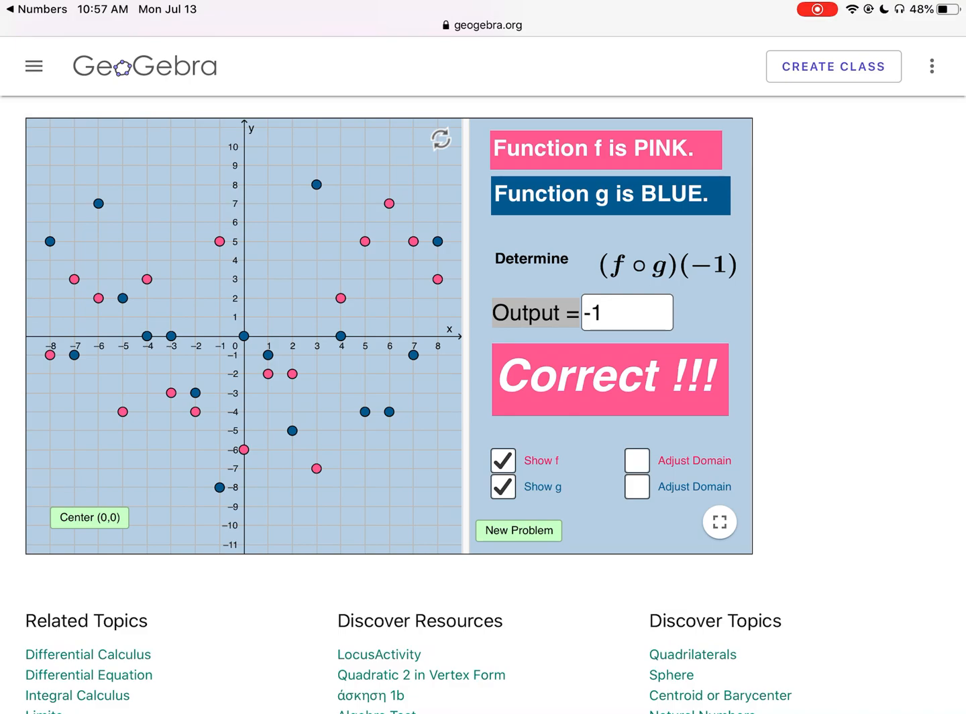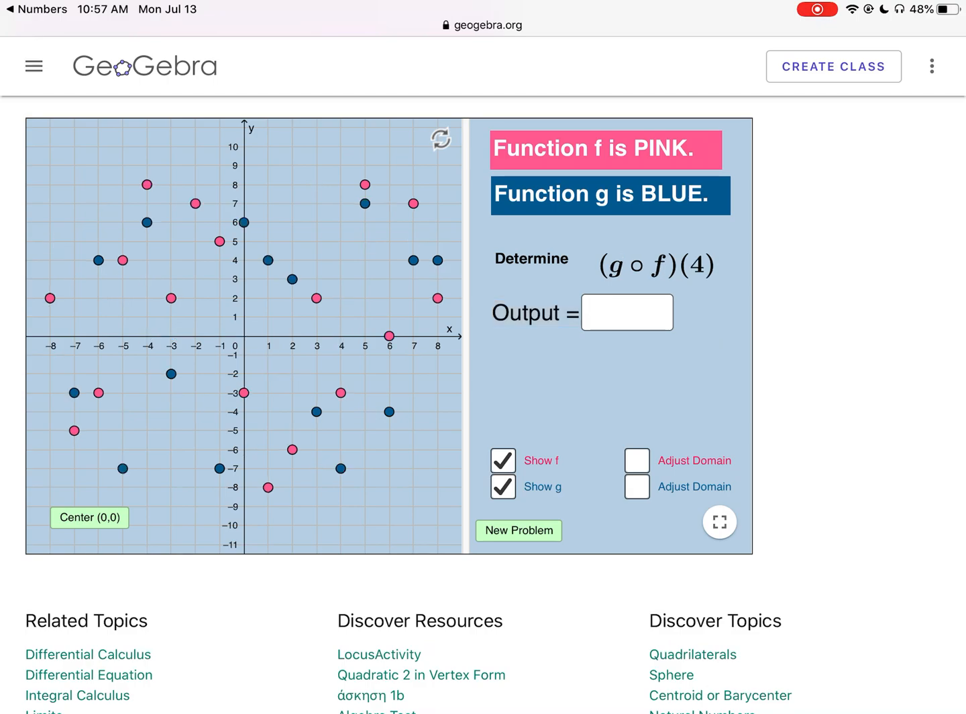So I want you to use this for just a minute or two, generate new problems, hitting the button down in the bottom there, and work through it until you feel like you've got the concept down. Then you're going to come back to this video and continue with the rest of the examples.